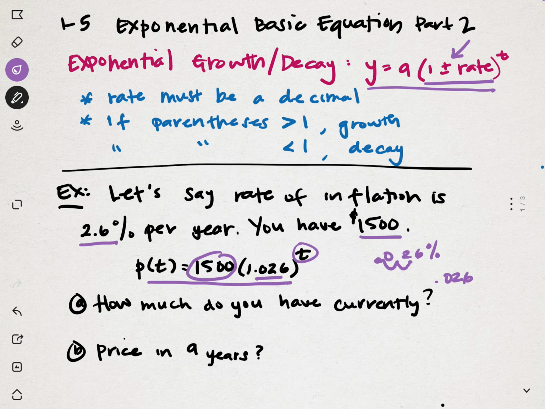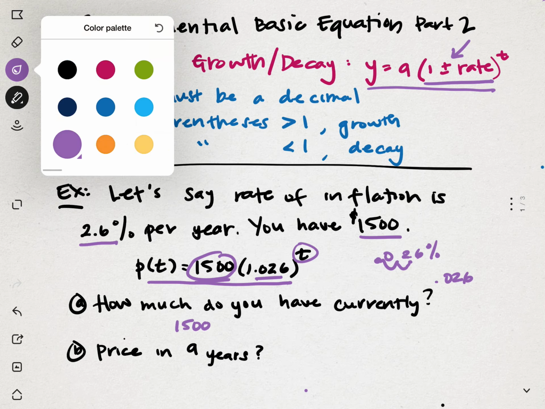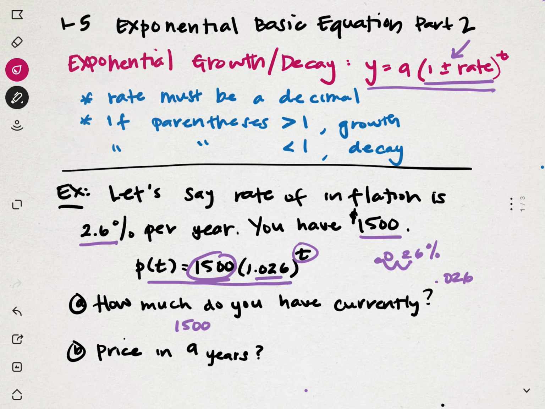Okay, so part A is really easy. We can just look at our equation. It's asking how much do you have currently. That's the initial value. Without doing any math, we could just say 1,500. Now, the other way to do it is we could say, all right, that just means if time is 0. That's how much we have currently. So then we go ahead and plug our 0 into t. You could punch all that into your calculator, 1,500 parentheses 1.026 to the 0 power, and we come out with the exact same answer.